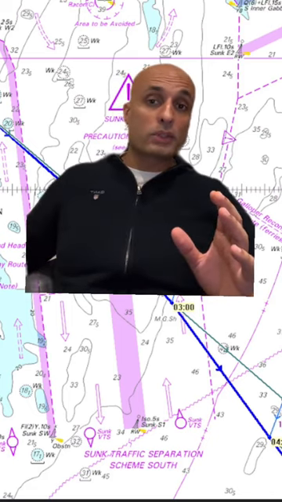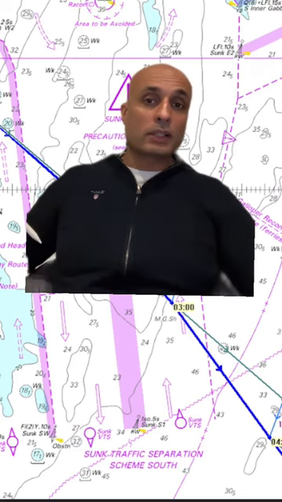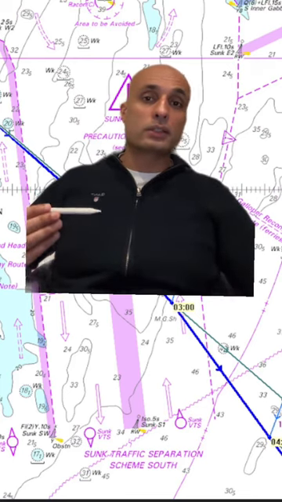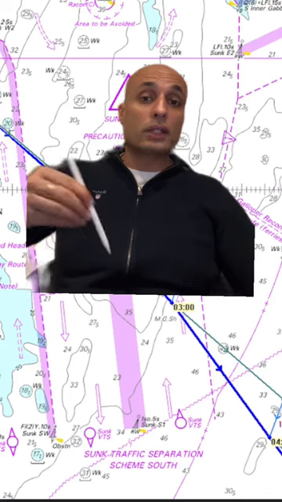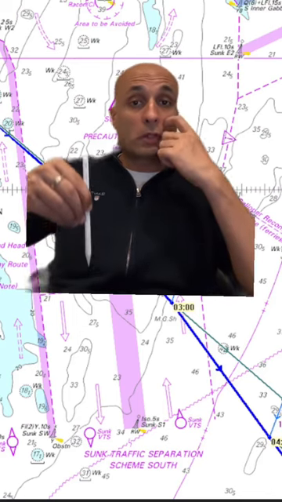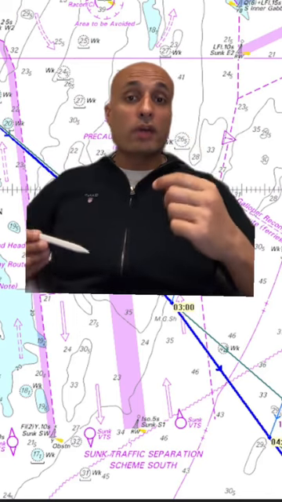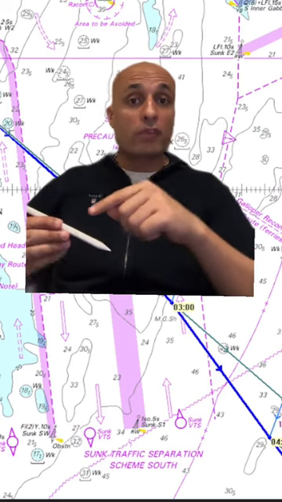Imagine I am coming from a port and I cross my traffic separation line. And if my course is laid out like this and then I alter and start to proceed along the lane, what have I done? I've cut across, I've confused everyone.